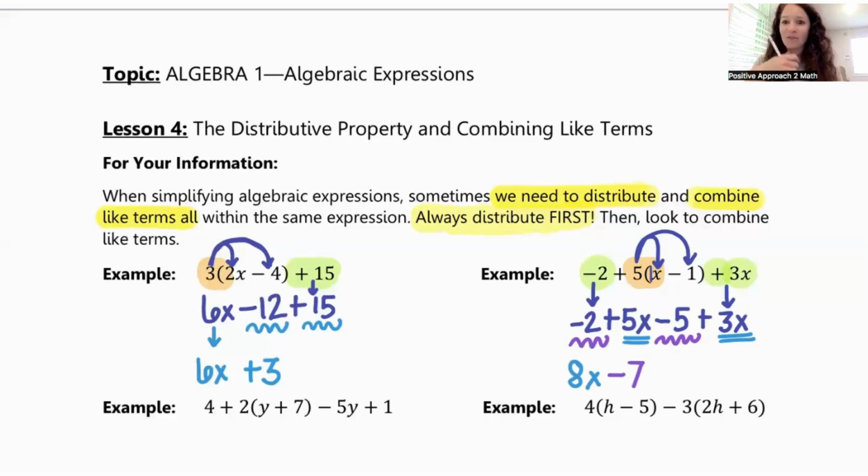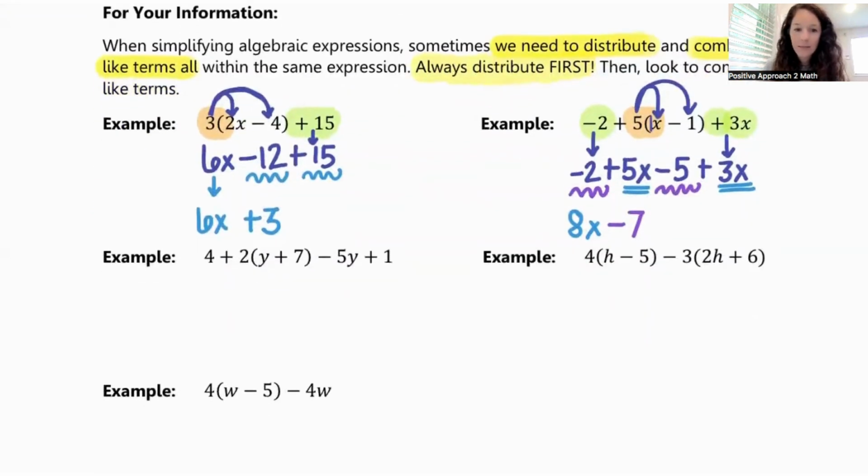So that's going to become 8x minus 7. It looks really complex when we first looked at that algebraic expression, but it really was the expression 8x minus 7 in disguise, right? So we distributed, then we combined our like terms. All right, I'm going to have to slide this up a little bit.